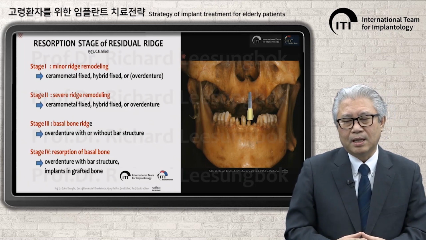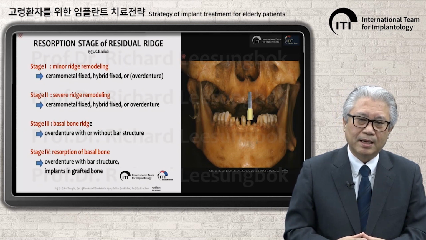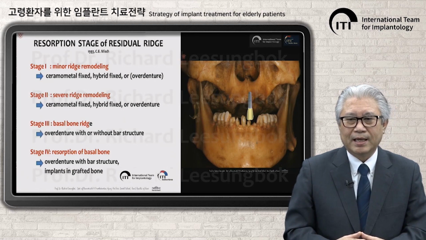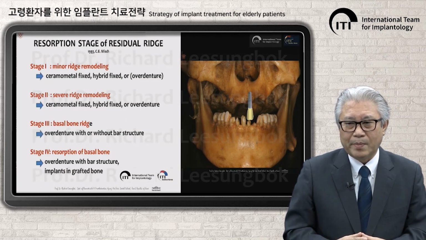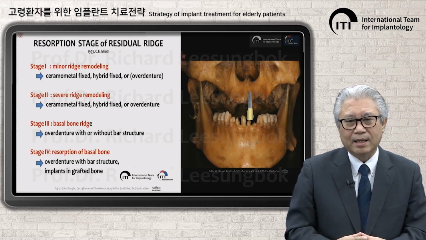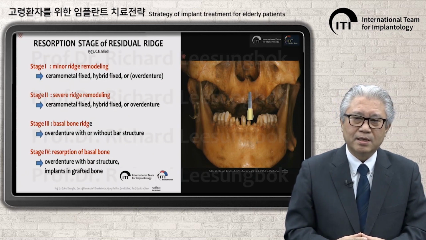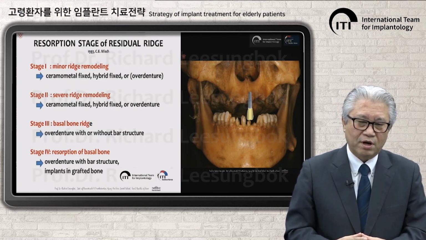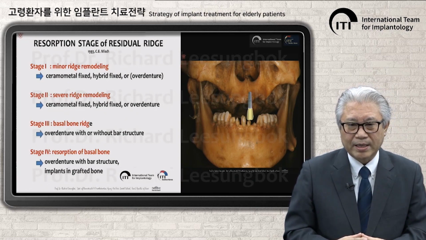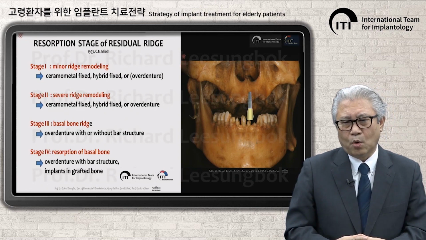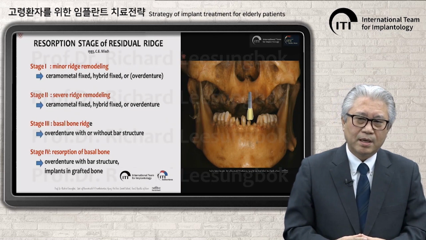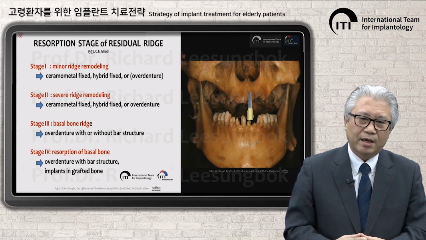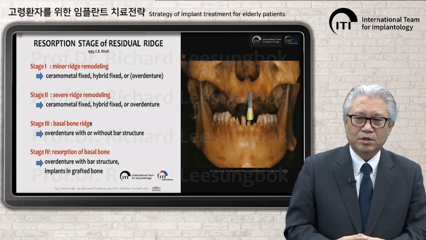Stage 3 has reached the basal bone ridge state. It can only be provided by a removable type prosthodontic treatment option like overdenture. Stage 4 has no alveolar bone due to resorption to the basal bone. Special measures are needed to secure stability even if a removable type option such as an overdenture is provided.